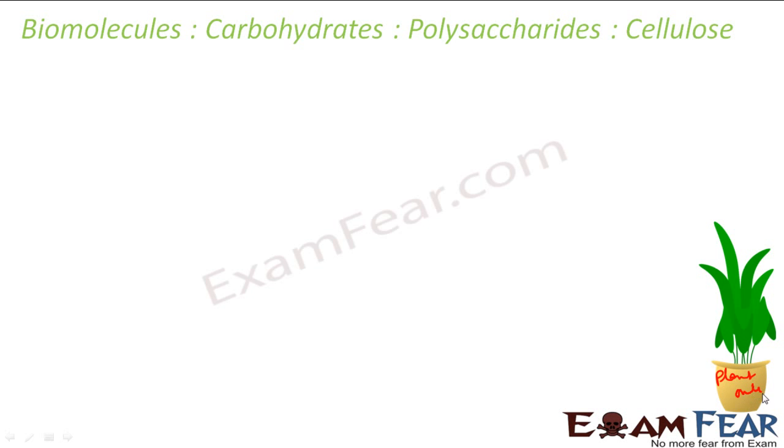Cellulose is found only in plants, and it is the most abundant organic substance in the plant kingdom and the major constituent of the cell wall of plant cells. We'll talk about this. It is the most abundant organic polymer on the whole earth. For example, cotton has 90% cellulose and wood has almost 50% cellulose.